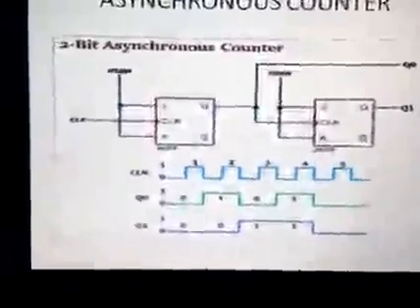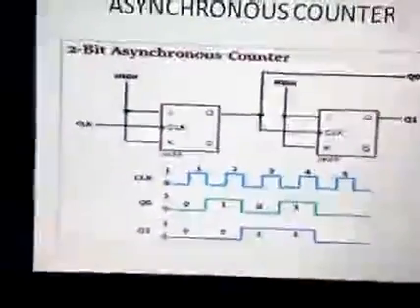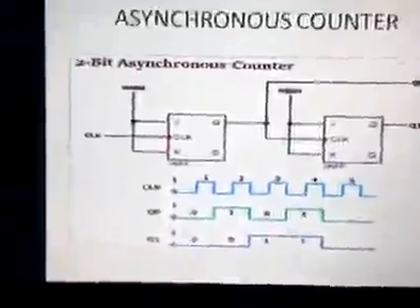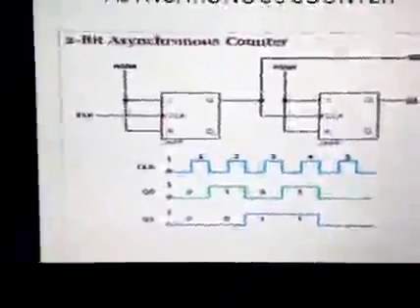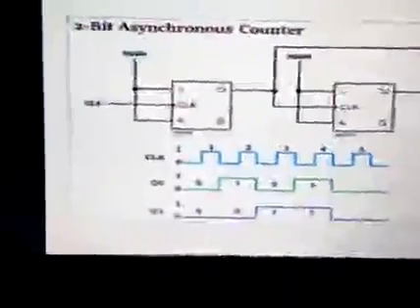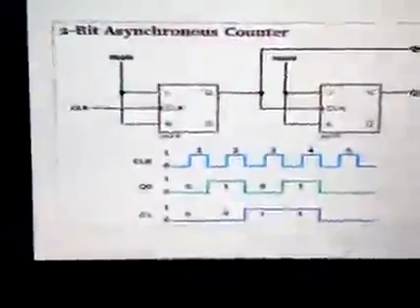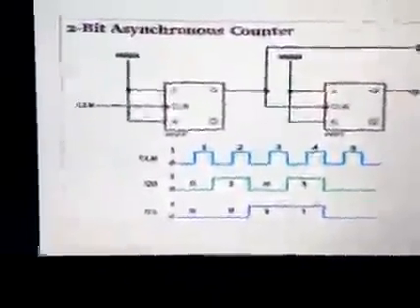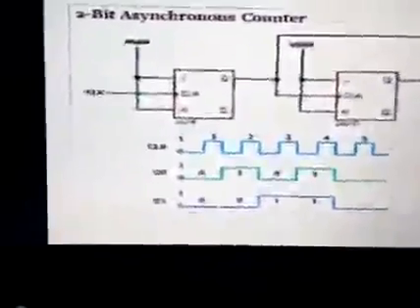This is the up counting operation. For the down counting operation, it is 11, 10, 01 and 00. It is a reverse operation of up counting. So we use two T flip-flops and apply the data input as high, so every time they toggle.